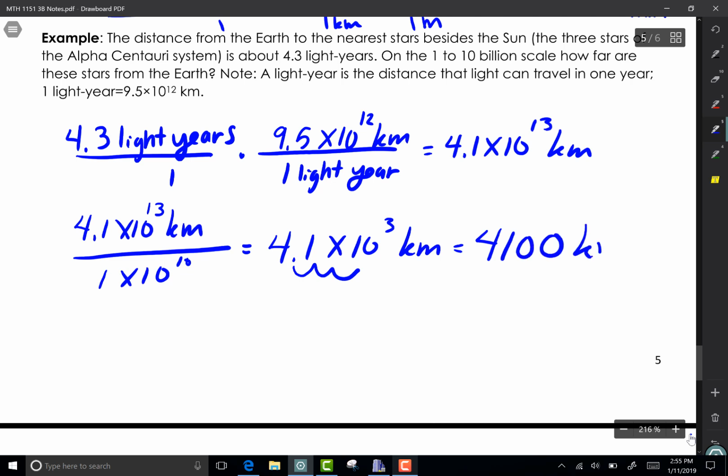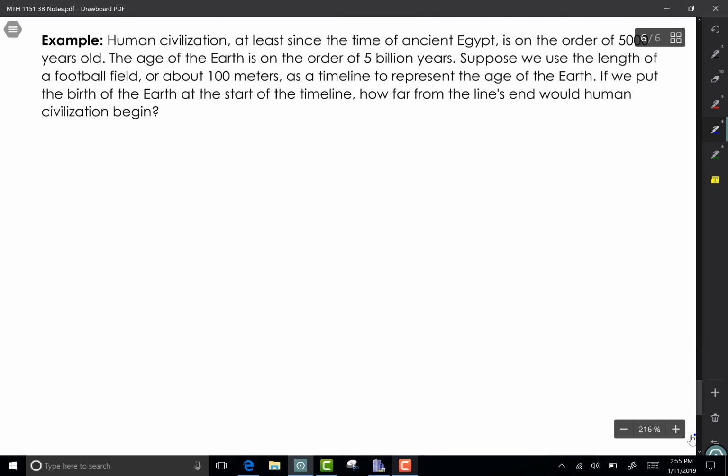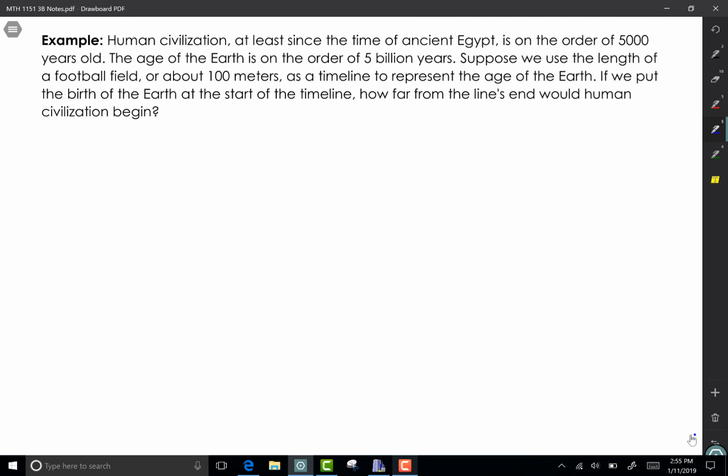4,100 kilometers. Other than making scale models or scales on maps, we could also use scaling to create a timeline, to get a sense of where we stand on a timeline. So in this example, it talks about human civilization, at least since the time of ancient Egypt, is on the order of 5,000 years old.